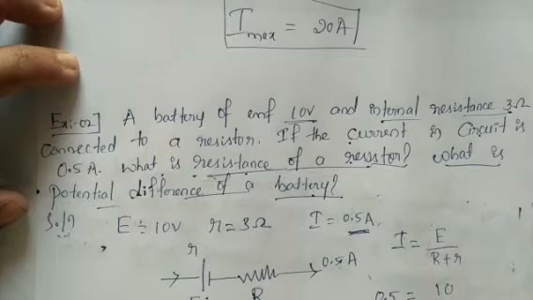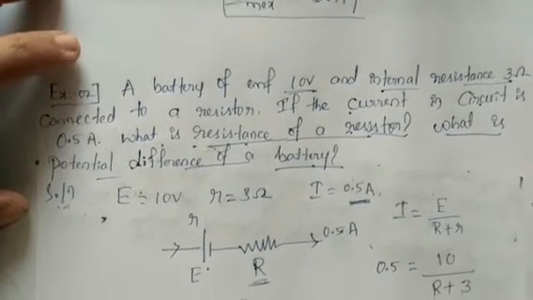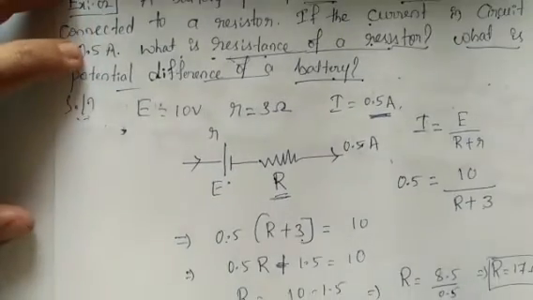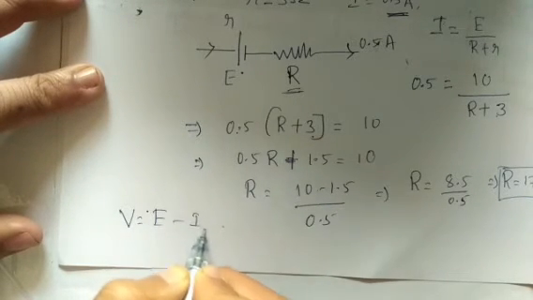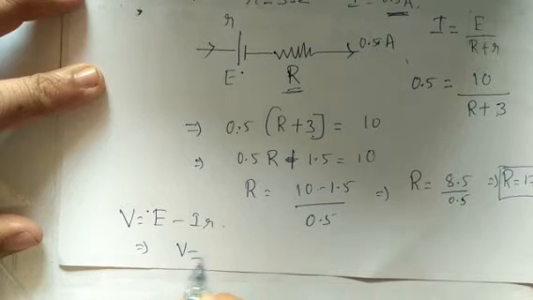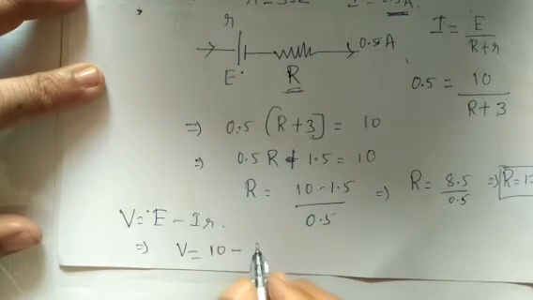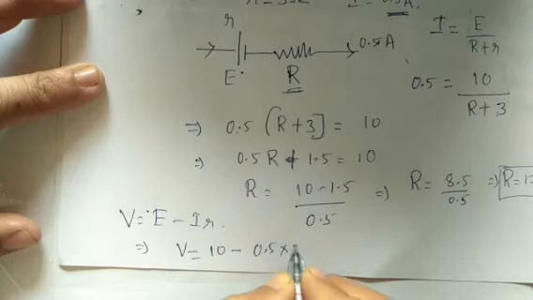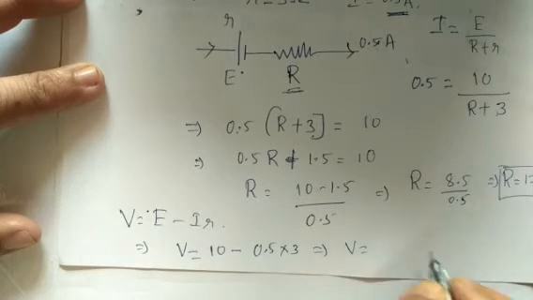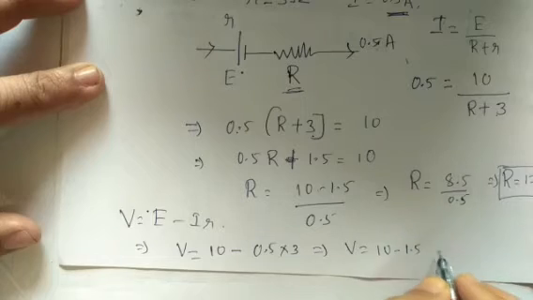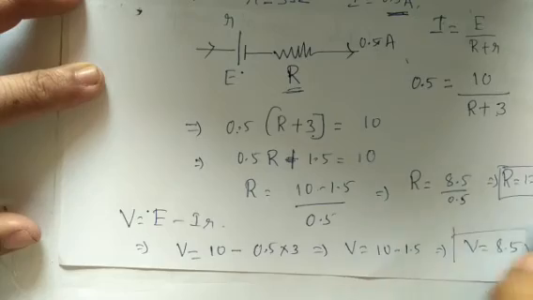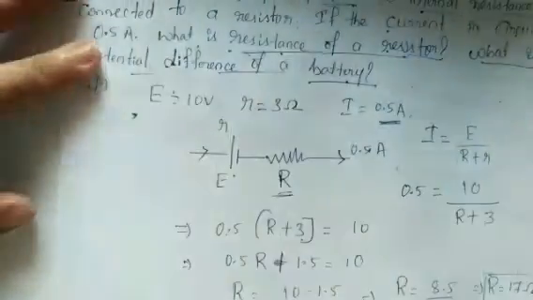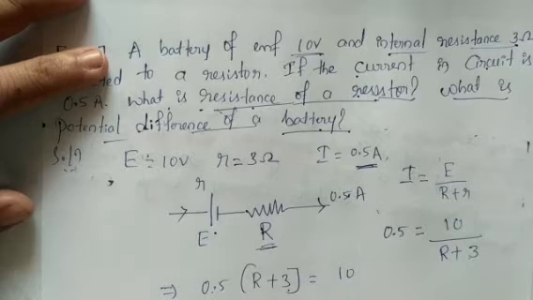Next, what they ask you to calculate is the potential difference of the battery. In order to identify it, we can use the equation V is equal to E minus I into r. So, V is equal to 10 minus 0.5 into 3. This implies V is equal to 10 minus 1.5, which implies V is equal to 8.5 volts. So this is the potential difference across the battery.